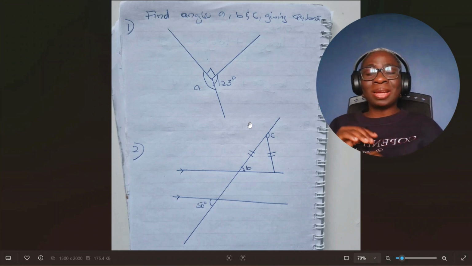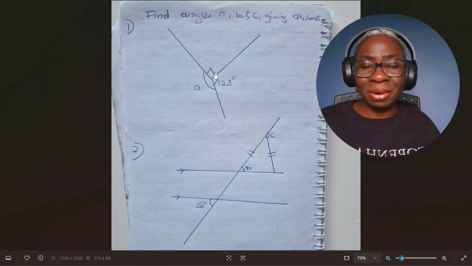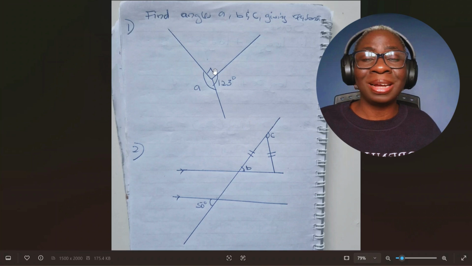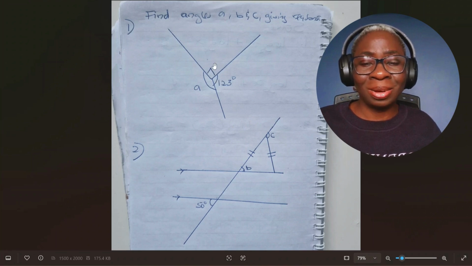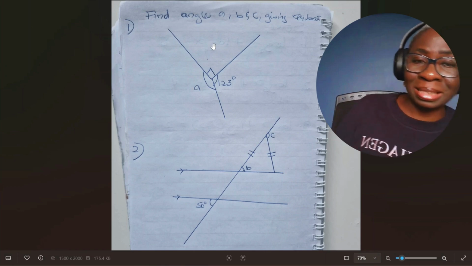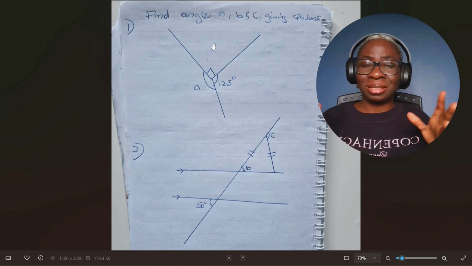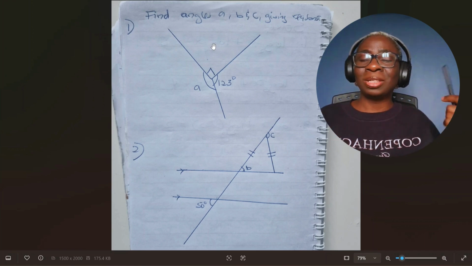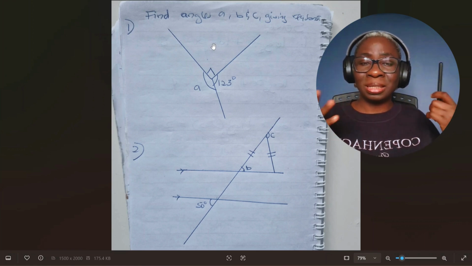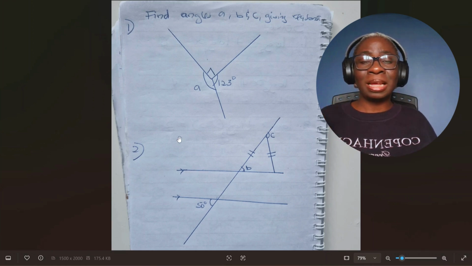If you take a look at this first one, you will see that there is a right angle triangle. There is a right angle here. That means this is 90. And don't forget that the sum of angles around a point is 360 degrees. So if the sum of angles around a point is 360 degrees and this is a right angle, then it is easy to find A. So how do we find A now?